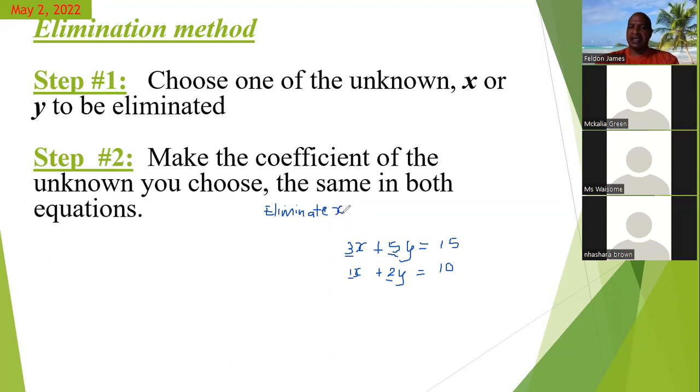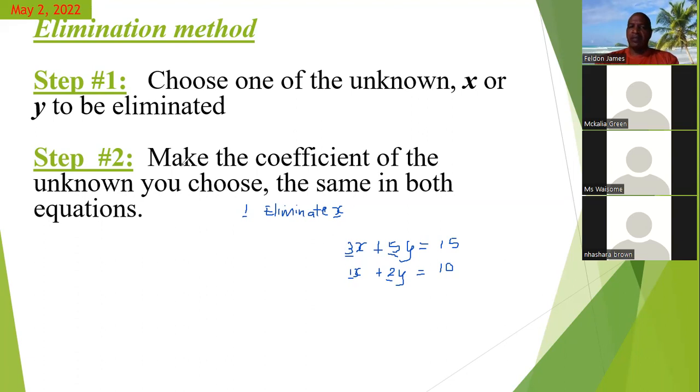So in this case, I'm saying, suppose the first step, we choose which one we want to get rid of. And let's say that's step 1. So we choose to get rid of x. The next step is to make sure that the x coefficients are the same. Now, when you look at the x in the first equation, the coefficient of x in the first equation is 3. When you look at the coefficient in the second equation, it is 1. So clearly they are not the same.